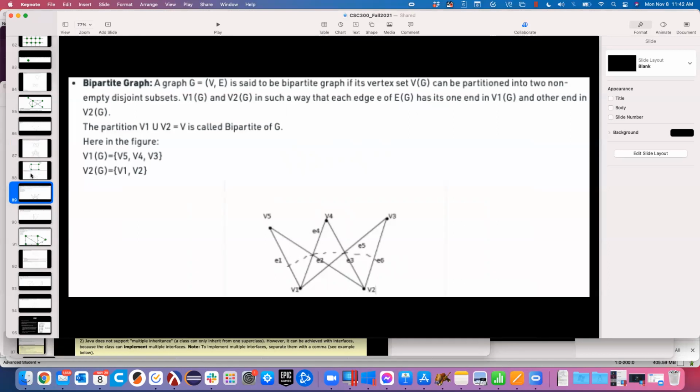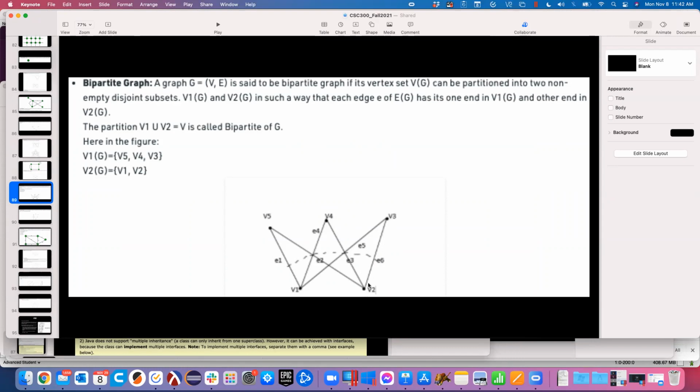So a graph is said to be a bipartite graph if its vertex set, the set of all vertices of G, can be partitioned into 2 non-empty disjoint sets. That is, 2 separate sets of vertices in such a way that each edge has one end in the first set and another end in the other set. That is, we can split. So they kind of showed the line in between them where you can create vertices.